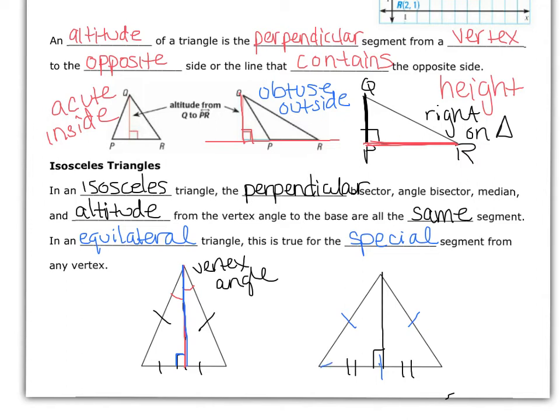Same thing if I went from this vertex over, all of those special segments are going to end up on the same line. And the last one, you can go here. Again, the angle bisector, the median, the perpendicular bisector, and the altitude will all be the exact same segments from any vertex in an equilateral triangle.